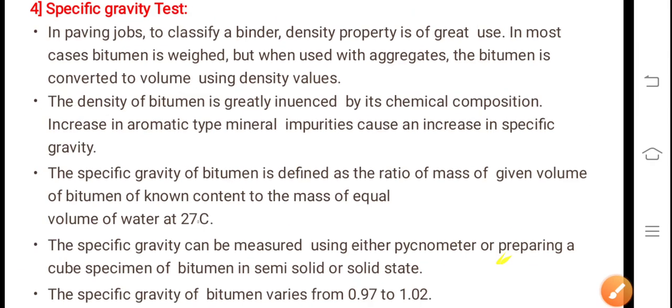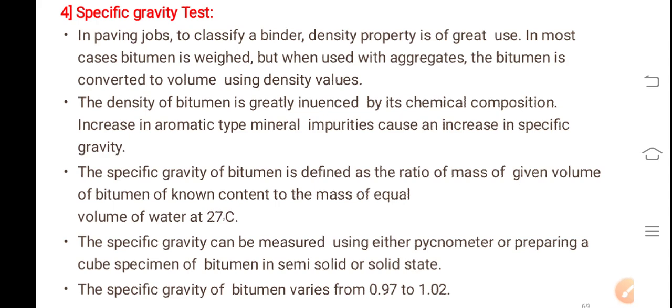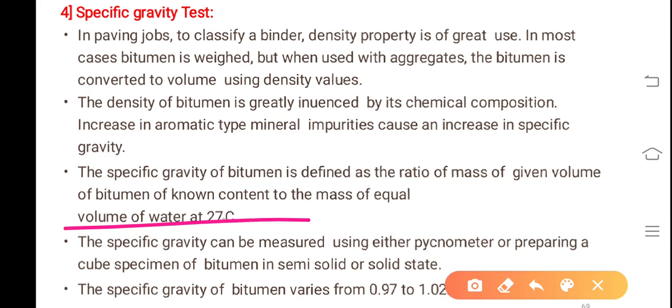Next, specific gravity test. Everybody knows it is the mass of the material divided by the equal volume of water, a unitless dimension. This test also is to be performed at 27 degrees centigrade. The specific gravity of bitumen varies from 0.97 to 1.2. Specific gravity indicates the strength of the material. Any material, bitumen also, whether it is strong or weak, by knowing the value of specific gravity itself, we will come to know.